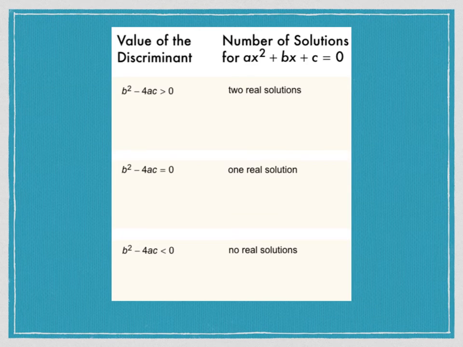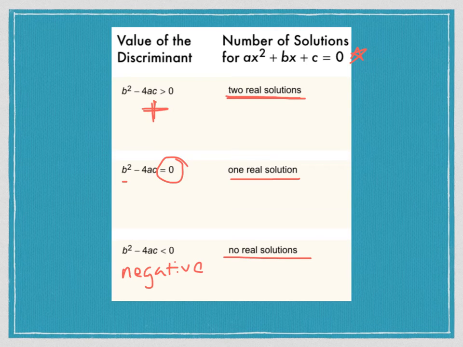So if our discriminant is positive, we're going to have 2 real solutions to our equation. If our discriminant is equal to 0, then we have 1 real solution. And if it is negative, then we have no real solutions. So if it's positive, we have 2. If it's equal to 0, we have 1. And if it's negative, we have no real solutions.